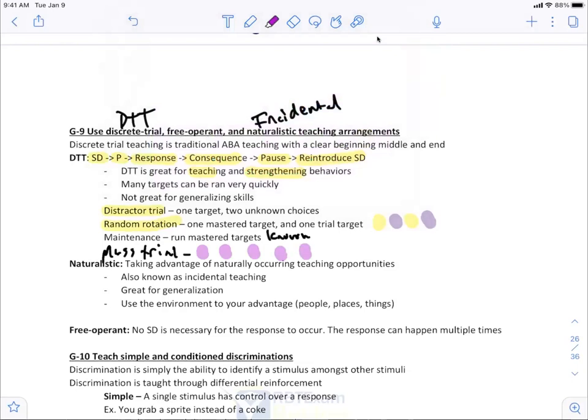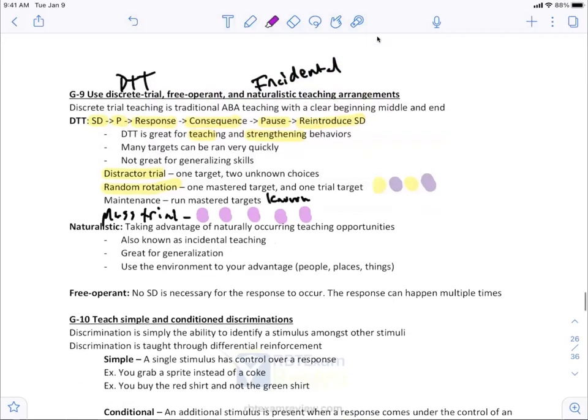Okay. And the naturalistic teaching, we're taking advantage of naturally occurring teaching opportunities, also known as incidental teaching, great for generalizing, great for functional communication. Use the environment to your advantage. If you know your client likes to eat soup, but they need a can opener, whenever they go grab a can of soup, withhold the can opener until they appropriately ask, then provide the can opener. We're using naturally occurring scenarios like them getting hungry and wanting soup to work on their functional communication.